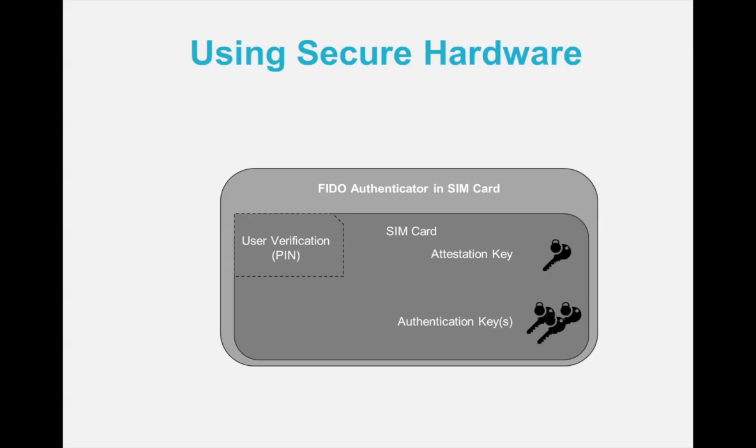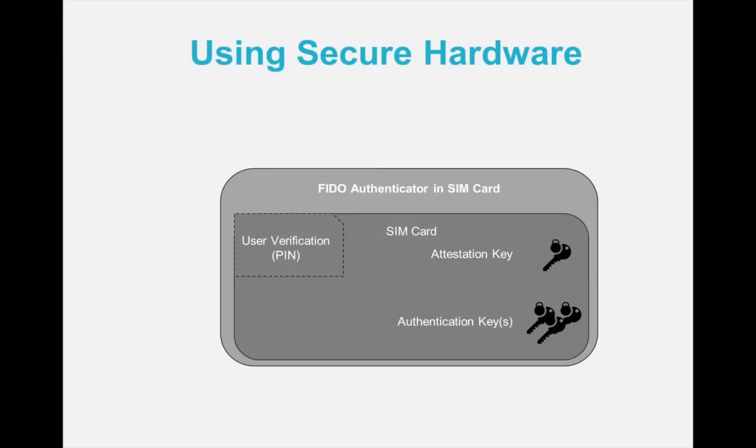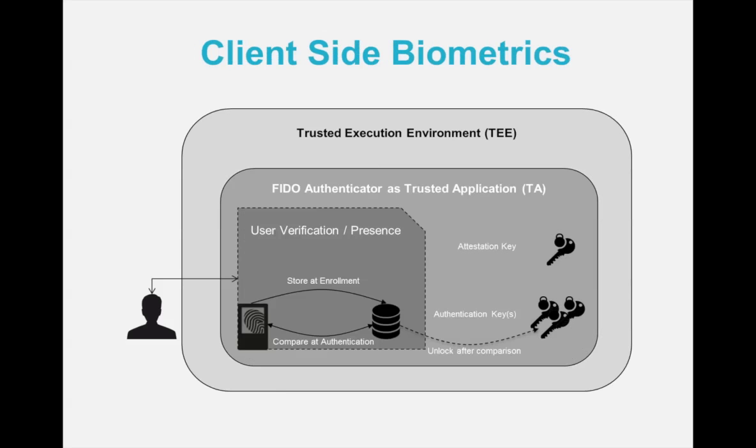Now, there are different ways to implement the authenticator. The first thing is we can use secure hardware, for example, a SIM card. The authenticator could be implemented as, for example, a Java applet on a SIM card itself. It would keep the keys, the authentication and the attestation key inside the SIM card in the secure hardware, very well protected. Use fingerprint, PIN-based user verification method, and the PIN would be entered by some software, SIM toolkit or whatever on the mobile phone.